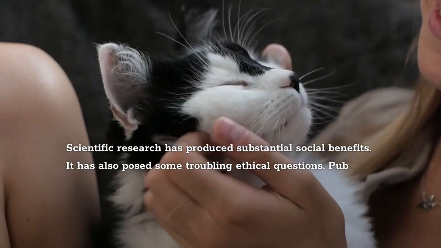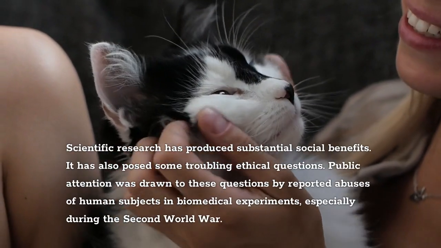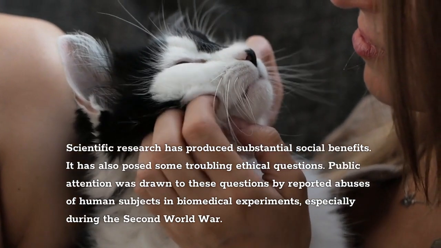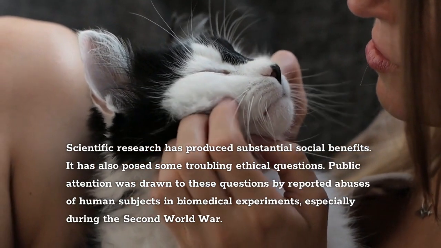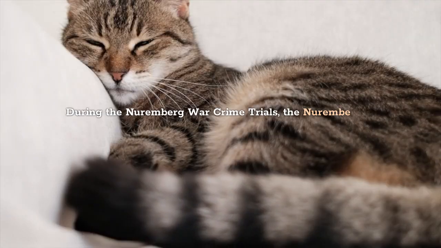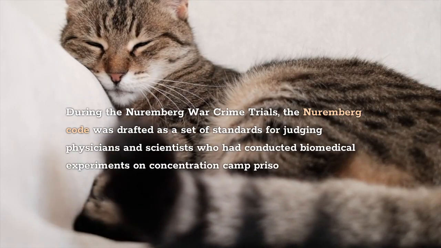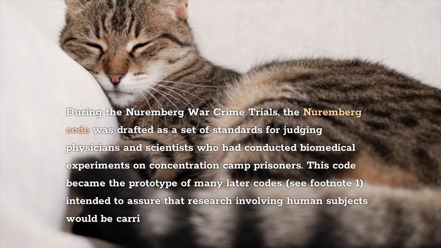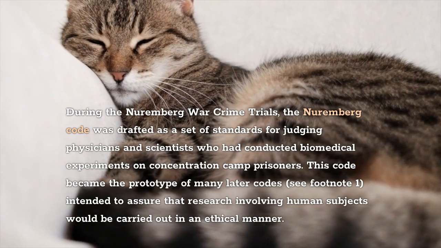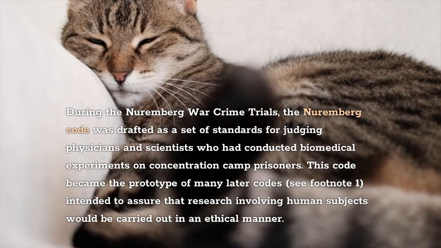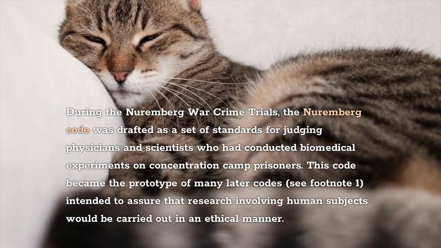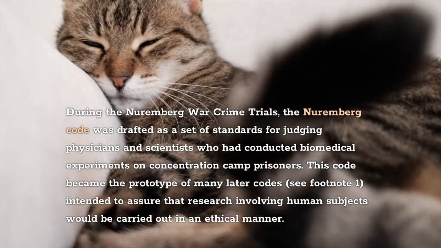Scientific research has produced substantial social benefits. It has also posed some troubling ethical questions. Public attention was drawn to these questions by reported abuses of human subjects in biomedical experiments, especially during the Second World War. During the Nuremberg war crime trials, the Nuremberg Code was drafted as a set of standards for judging physicians and scientists who had conducted biomedical experiments on concentration camp prisoners. This code became the prototype of many later codes (see footnote 1) intended to assure that research involving human subjects would be carried out in an ethical manner.